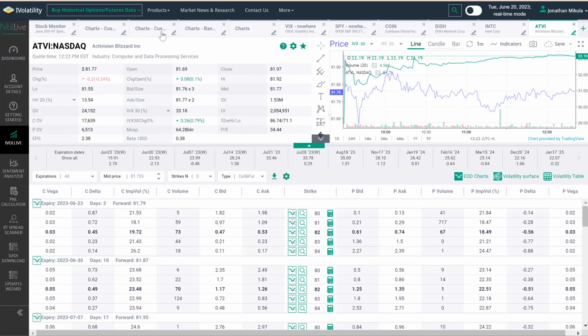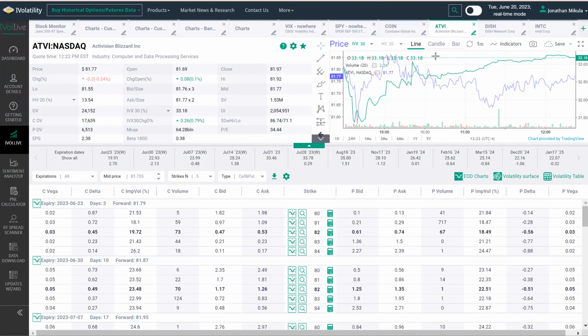You can also customize these tabs here. So you could have Activision, Intel, Dish. If you want to look at Activision first, you can move them around. So those are different things. Again, we get into those when we do our IVolatility stock monitor webinar, but some quick little hacks.